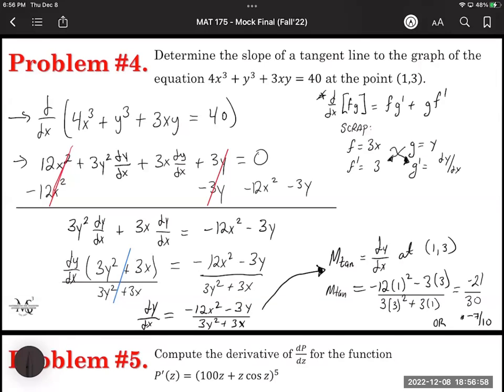This allowed me, if you look at where I crossed out the 3y squared plus 3x, right before that, this allows me to factor out the dy dx, and then whatever was remaining inside the parentheses, I divided both sides of the equation by, again, whatever's remaining inside the parentheses.